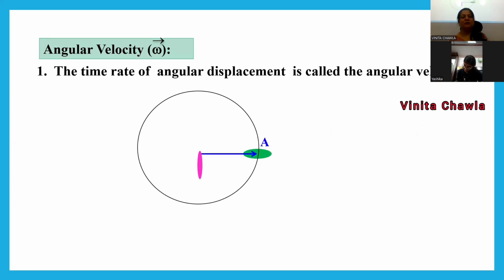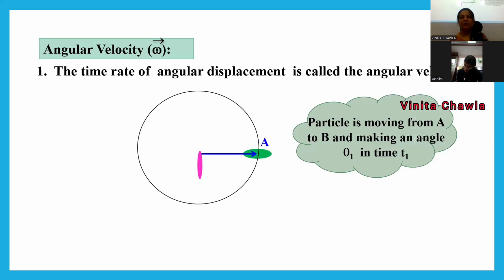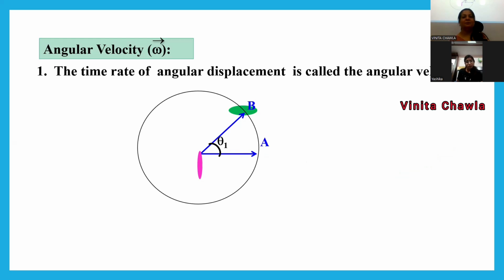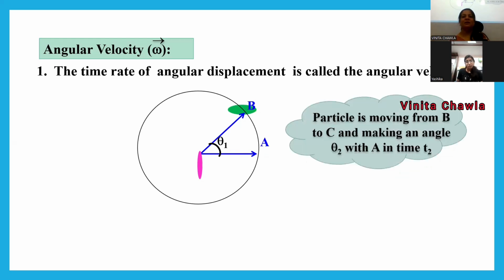So this is a particle which is at position A, and it moves to point B, making an angle theta1 in time t1. Okay, particle is initially at A, it moves to point B, it makes an angle theta1 at time t1, and then it goes to point C and makes another angle theta2 in time t2. Okay, clear?